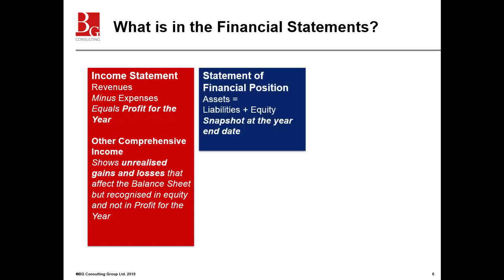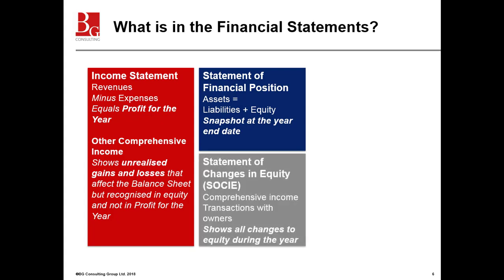The statement of financial position is a new name for the balance sheet. And so the balance sheet shows assets, liabilities and equity of the company as at the year-end date. And so we say it's like looking at a snapshot of the company at a particular moment in time. The statement of changes in equity, abbreviated to SOCI, shows the movements in the various components of balance sheet equity over the year.